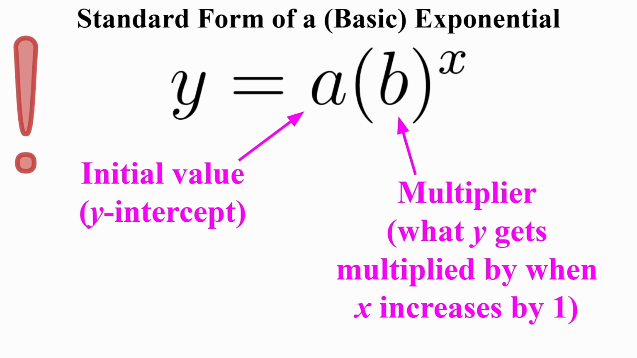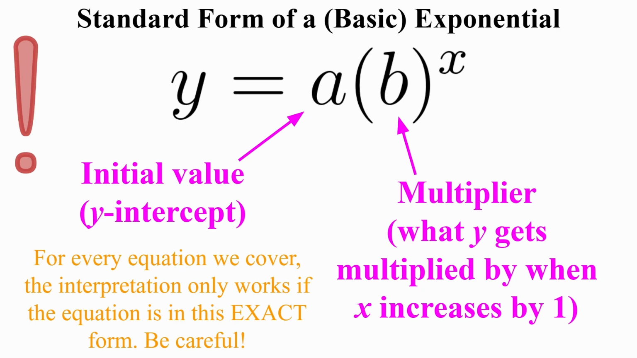Now, the interpretation of these letters kind of gets messed with if the form of the equation changes. So just note that these two interpretations are only true when it looks exactly like this. There are some other wrenches in forms, and we'll talk about those either in this video or a future video. But just make sure you're only using this interpretation if it looks exactly like that, y equals a times b to the x.